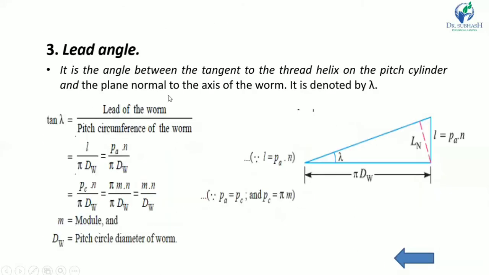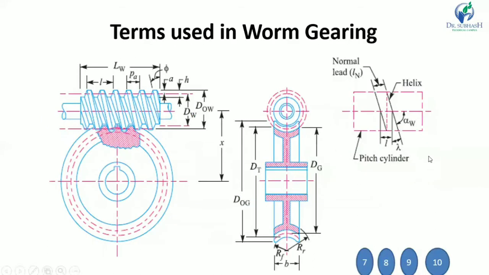Then the lead angle. The lead angle is denoted by lambda. Here you can see in this pitch cylinder, this angle is lambda. Now what is the lead angle? It is the angle between the tangent to the thread helix on the pitch cylinder and the plane normal to the axis of the worm. You can see this is the helix and this is the normal plane. So this angle is called lambda, and it is called the lead angle.